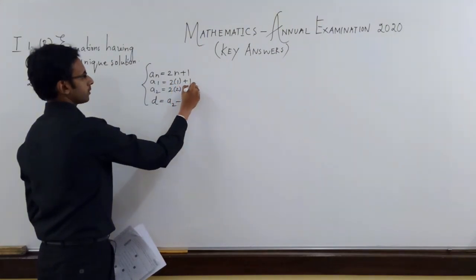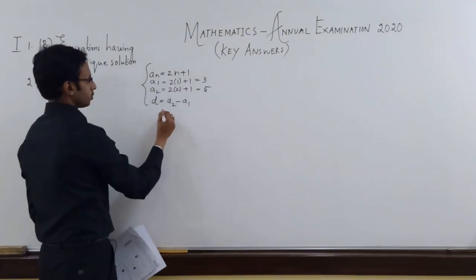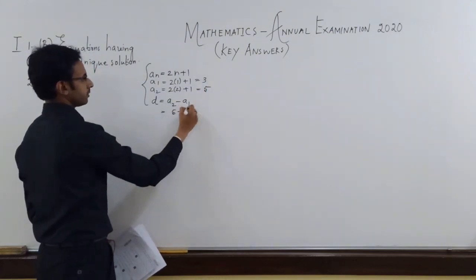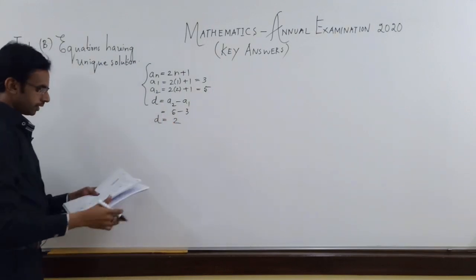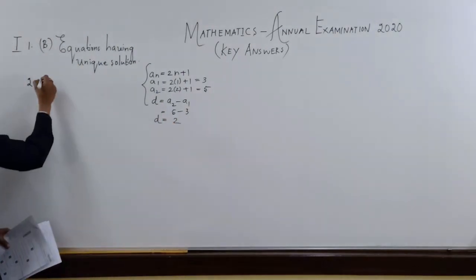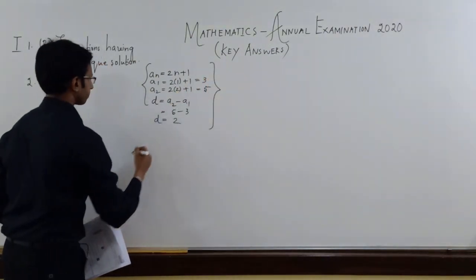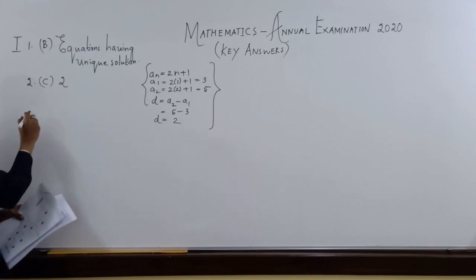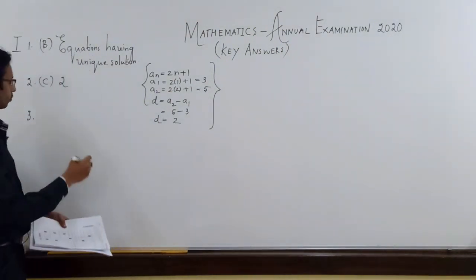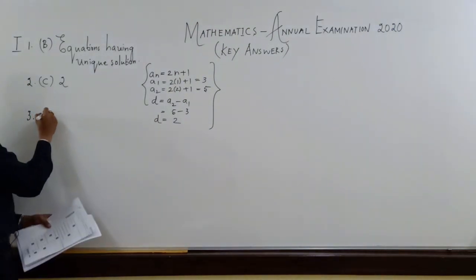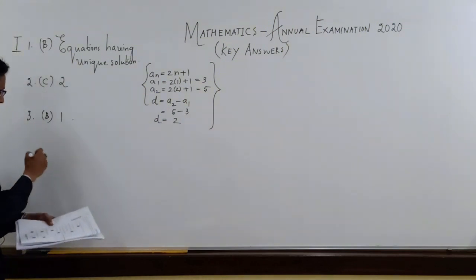N is 2 here, so 2 1s are 2 plus 1 is 3, 2 2s are 4 plus 1 is 5. So the second term is 5, the first term is 3, 5 minus 3 is 2, so the difference is 2. So this goes to option number C. Answer is 2. So this is your second MCQ. The third is the degree of a linear polynomial. Straightforward it is. Of course you all know the degree of the linear polynomial is 1. So option B, 1 is the answer for the third.